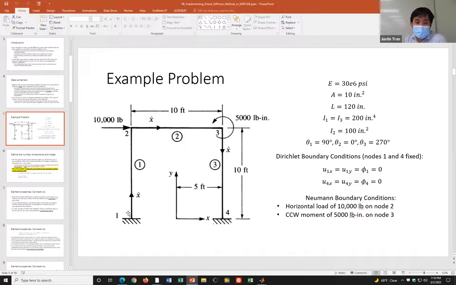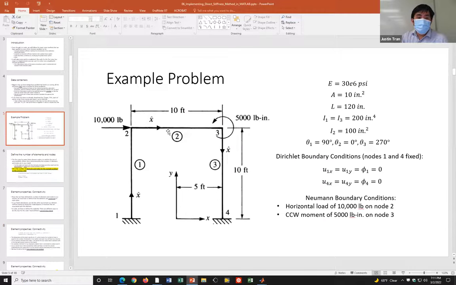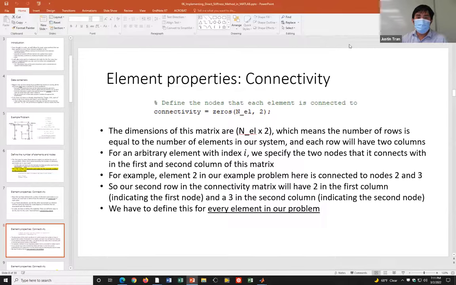And so element one here is connected to nodes one and two. What we're going to do is use our connectivity matrix to define what nodes each element is connected to. As an example, let's take element two in our problem. Element two is connected to nodes two and three, and we need to encode that information into our program.